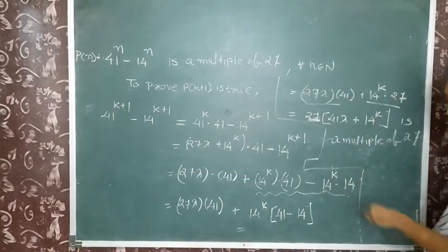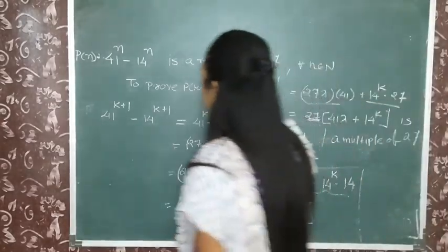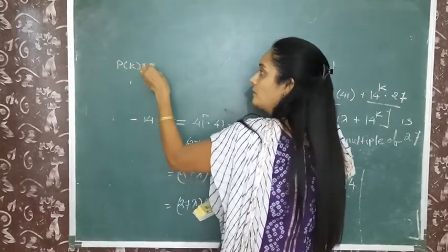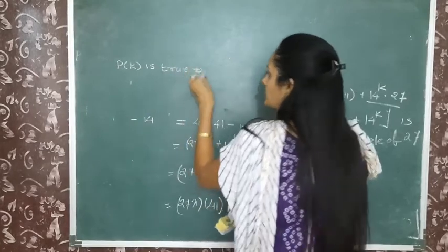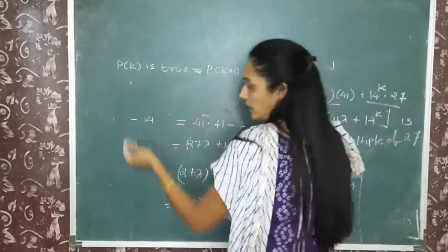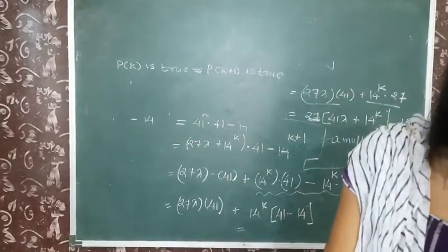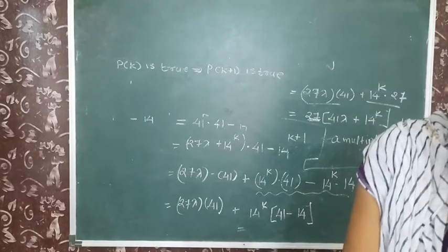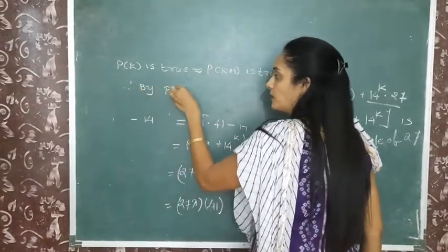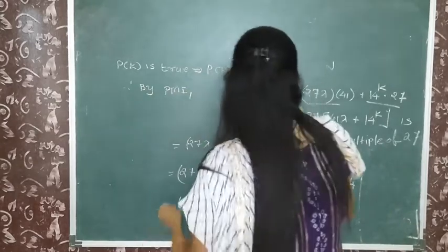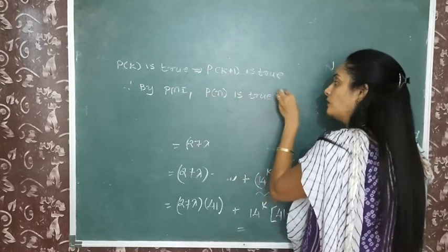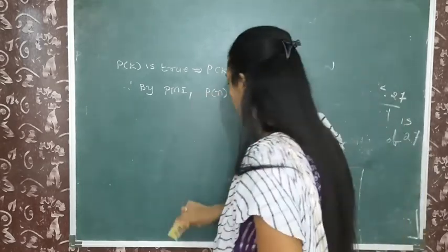Okay, so we can say P of k is true implies P of k plus 1 is true, and therefore by PMI, that means principle of mathematical induction, given statement Pn is true for every natural number. Okay.